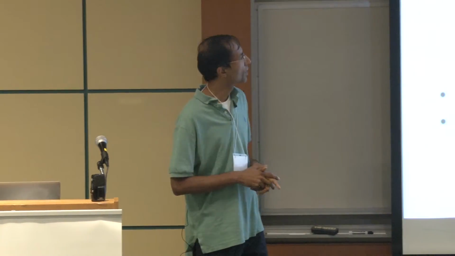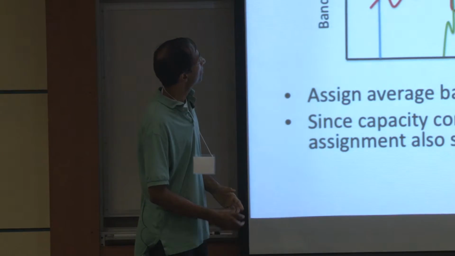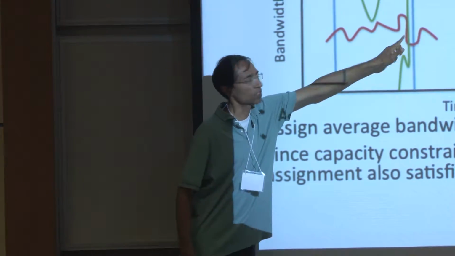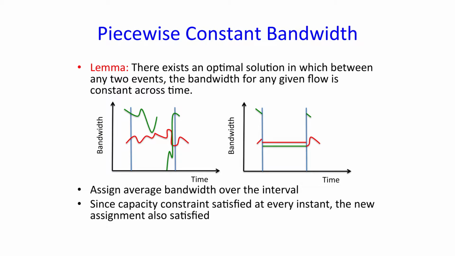The first thing to observe is, even though we are talking about continuous time, there are some standard and natural statements you can make. Suppose you had a solution where you gave a particular flow a bandwidth like this over time, and some other flow a bandwidth like this. Then after that, it didn't get anything, and then you got something like this. These are two different flows.